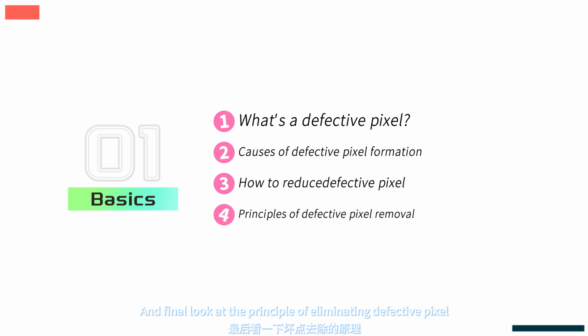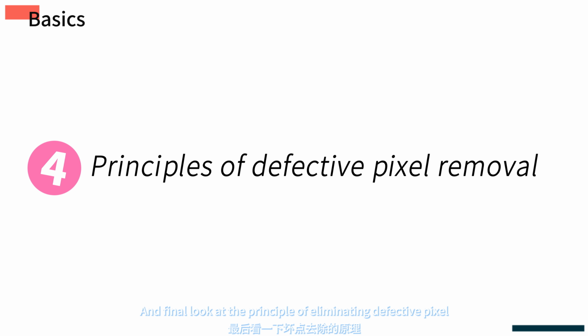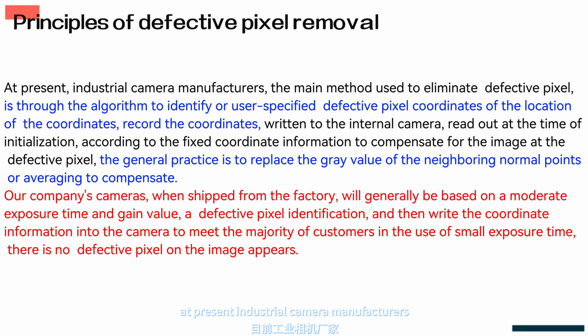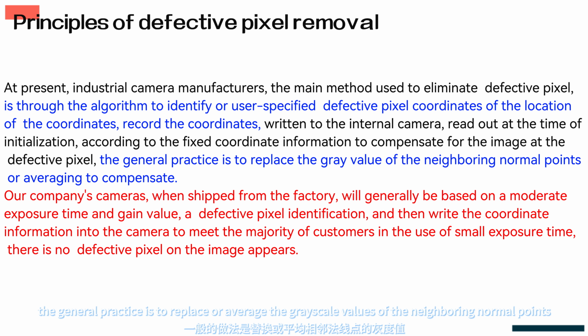And finally, let's look at the principle of eliminating defective pixels. At present, the main method used by industrial camera manufacturers is to identify defective pixels through an algorithm, or have the user specify the defective pixel coordinates, record the coordinates, and write them into the camera. They are read out at initialization, and the bad points of the image at the defective pixels are compensated according to the fixed coordinate information. The general practice is to replace them with, or average, the grayscale values of neighboring normal points.